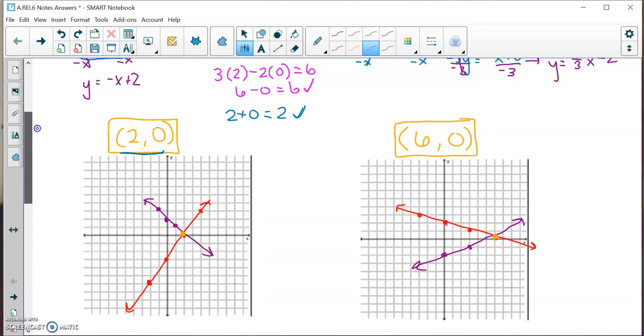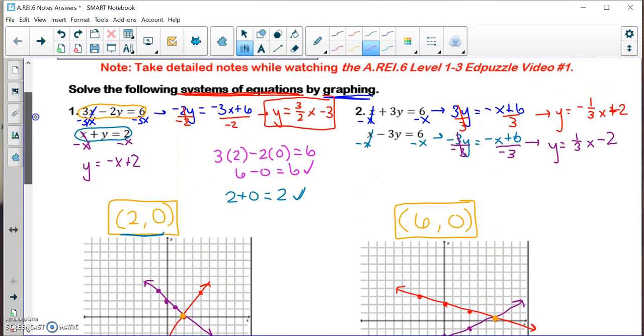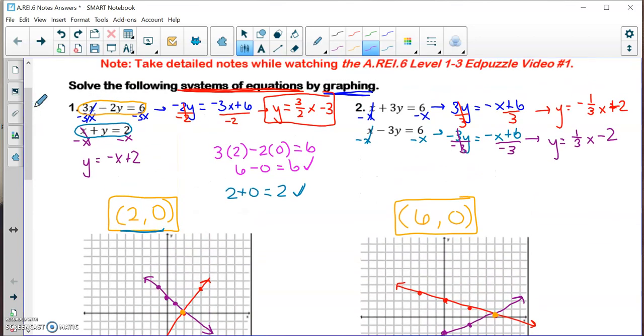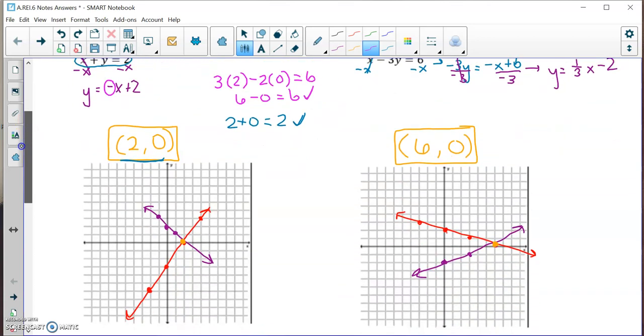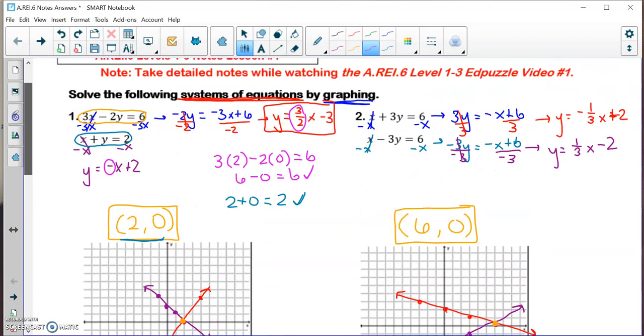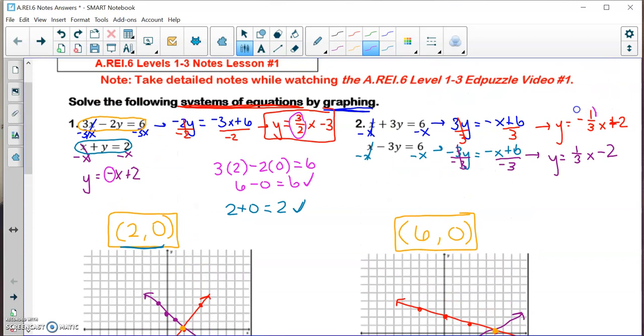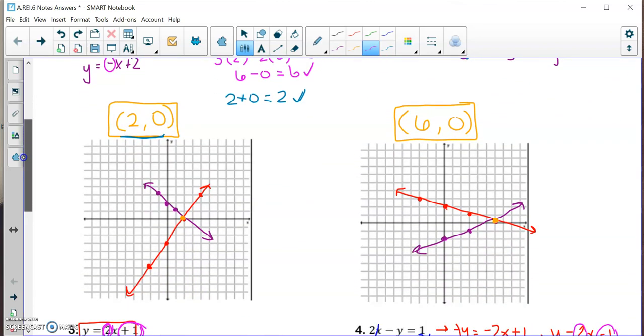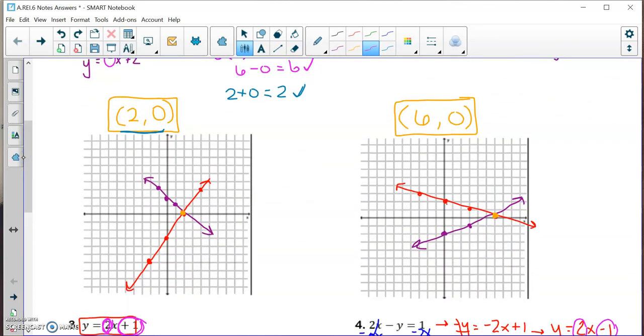To find one solution like we did in numbers 1 and 2, all you need between your two equations are different slopes. The red equation in number 1 had a slope of 3/2. The purple equation in number 1 had a slope of -1. Those are different slopes, which made us get one solution because the lines intersected. Same with number 2. The slope of my red equation is a -1/3. The slope of the purple equation is a positive 1/3. Those are different slopes. We wound up with one solution.